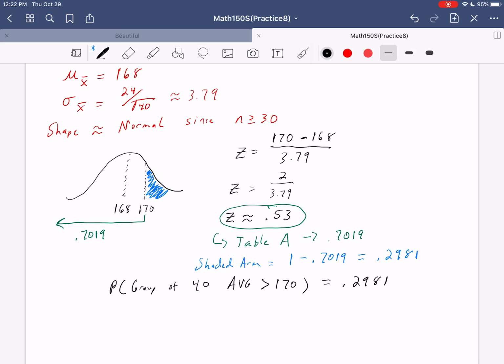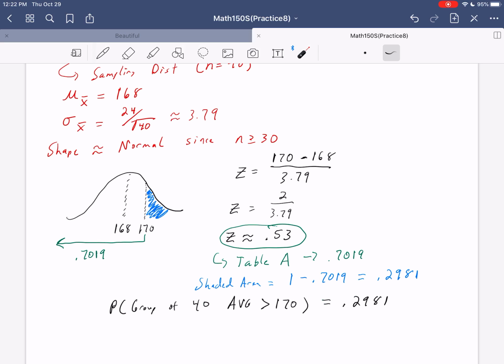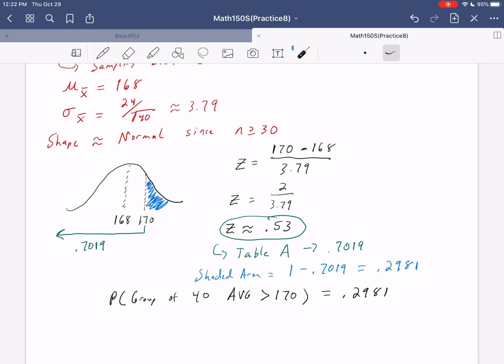So there we go. This question here is very similar to part B. The only difference was that it was a different group, so we used a different standard deviation, same formula, standard deviation divided by the square root of n, but since the n was different, we got a different value overall. And we had to remember to be a little bit careful when doing the shaded area because we actually wanted the shaded area to the right, so we had to make sure to do 1 minus what we found on table A.